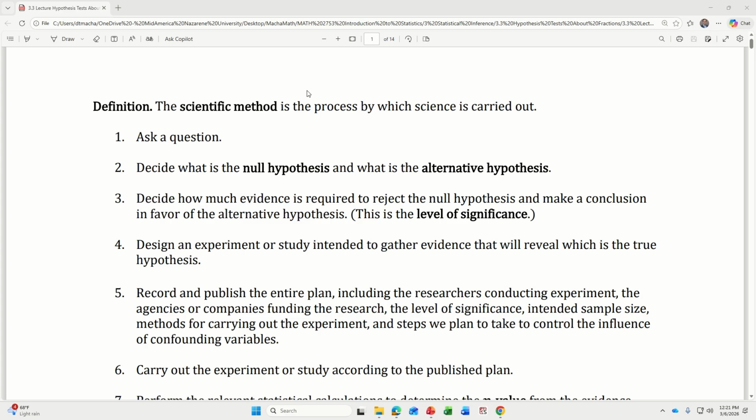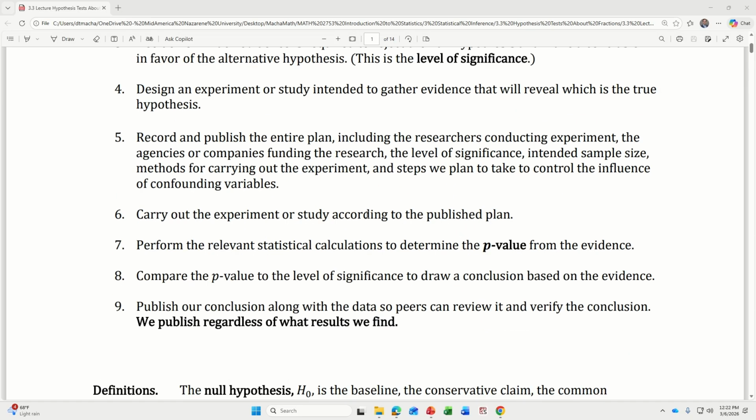This is how much evidence we need to make our conclusion. This is our intended sample size. We plan to recruit 200 individuals for this. These are going to be our methods for carrying out the experiment. Is it going to be double blind? Is it going to be single blind, etc.? Here are some confounding variables that we think might affect our ability to draw a conclusion, and this is what we are doing in our experiment design to try to control for those. And you make this public. We'll talk about why in a second, but we do that before we carry out the experiment.